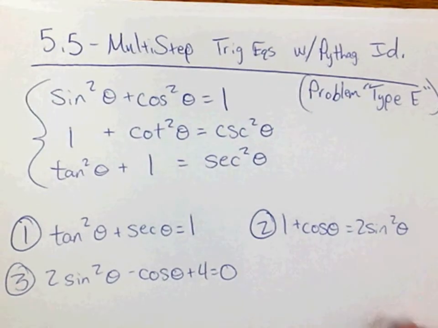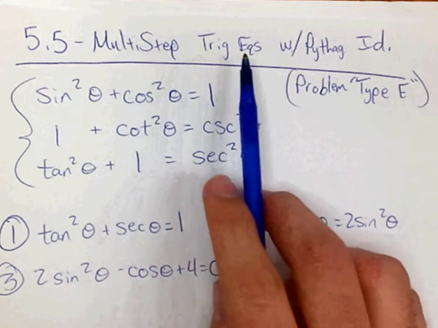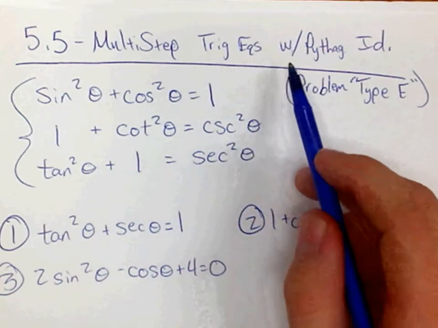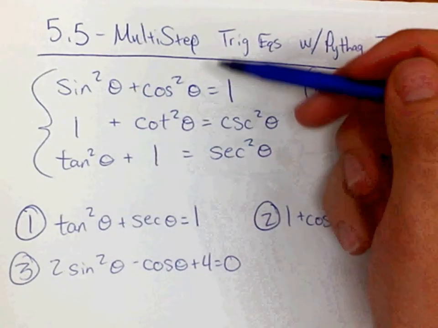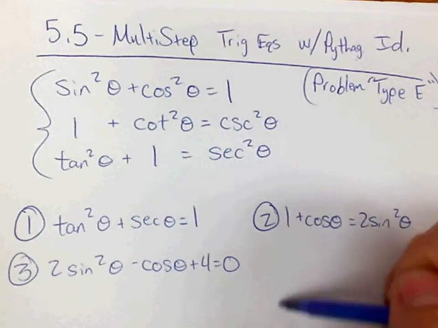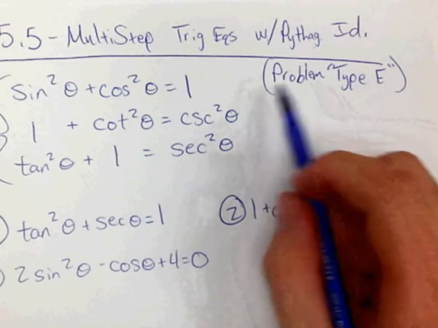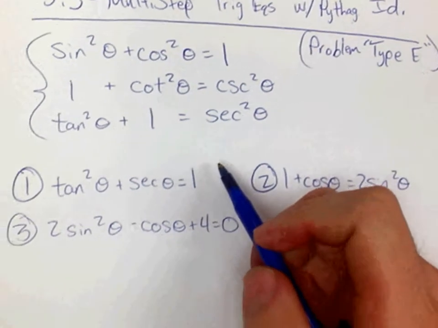Alright, so in this video, we are talking about objective 5.5, multi-step trig equations with unlike terms. We are solving them with Pythagorean identities. Of course, these are the Pythagorean identities. You should have them memorized because of studying objective 5.3. We are going to specifically be looking at problem type E, which is the Pythagorean identity problems.